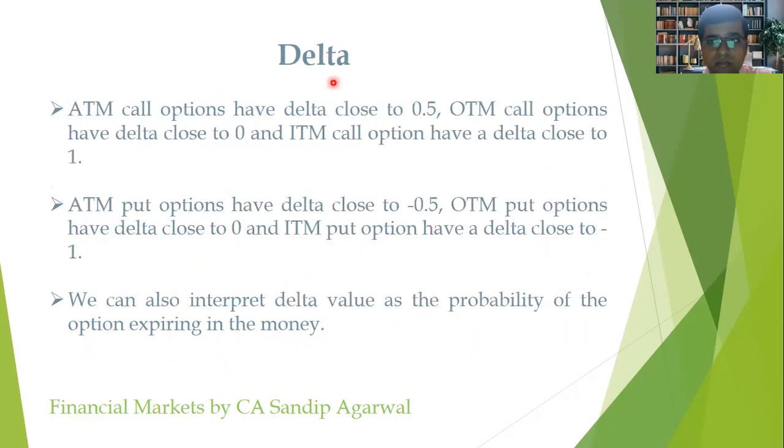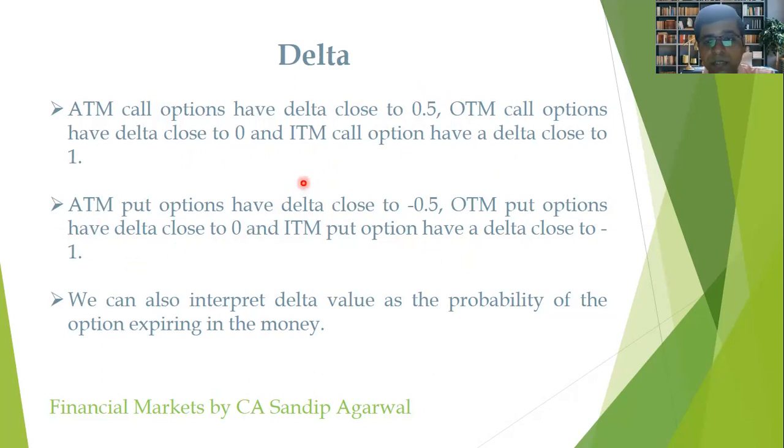So whenever somebody is buying an ATM call option or an ATM put option, the delta is always close to 0.5. In the case of the call option, the delta is positive 0.5, whereas in the case of the put option, the delta is negative 0.5. Whereas OTM call options have a delta close to 0, and in the money call options, termed ITM, have a delta close to 1. Similarly, in the case of OTM put options, the delta is again close to 0, and in the money put options have a delta close to 1.